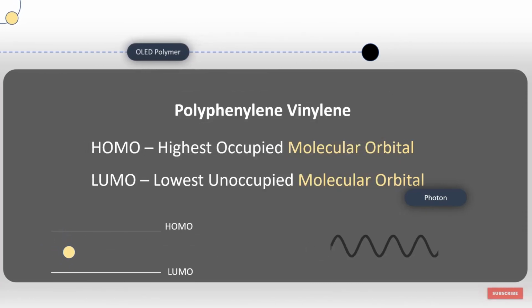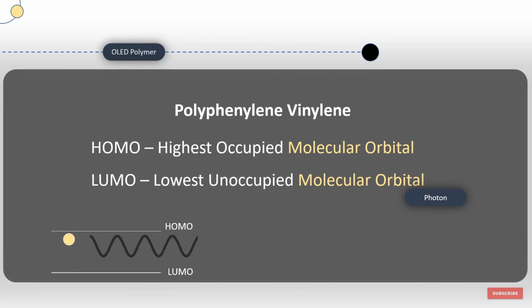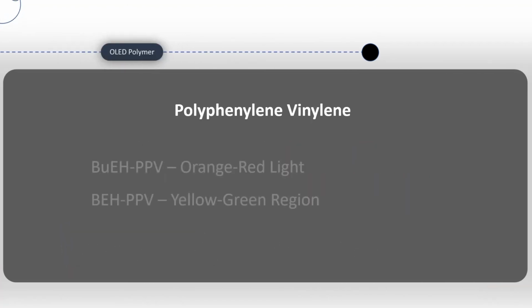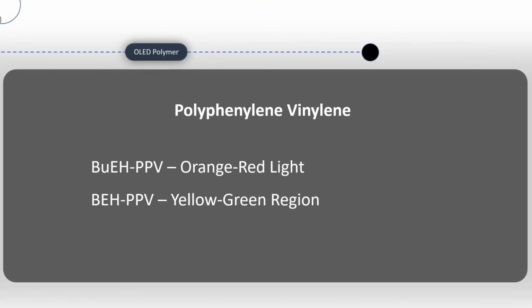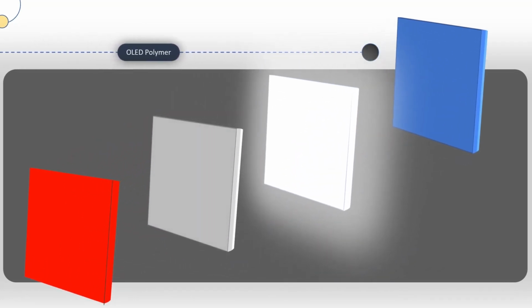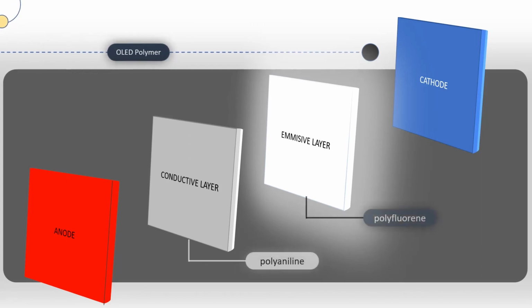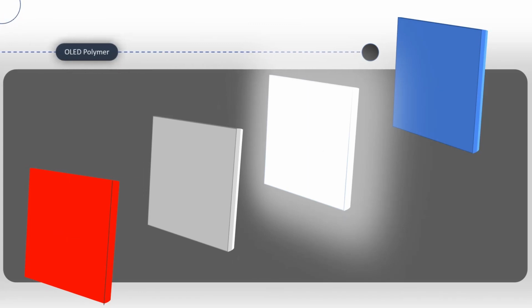Similar to the normal LED, when electrons jump from higher to lower, that is LUMO to HOMO, energy is released in the form of light. And these are some of the polymers used in the industries. An OLED contains 4 major layers. They are anode, conductive layer, emissive layer, and cathode. And the shown polymers are used in the emissive and the conductive layer. And these 4 layers are protected by 2 layers called the substrate and seal.